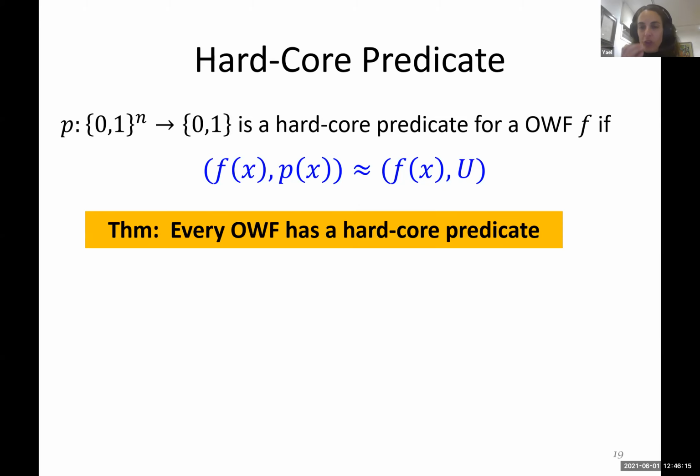Before I show you how you use this to generate randomness, there's a beautiful theorem by Goldreich and Levin that shows that every one-way function has a hardcore predicate.